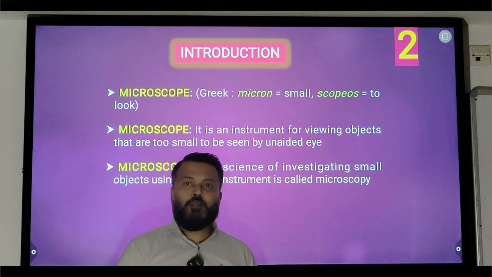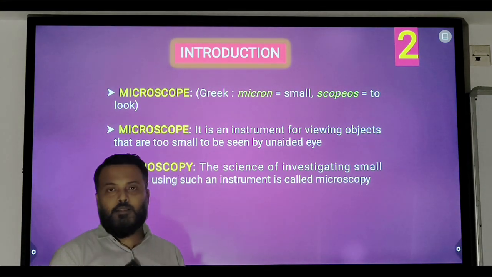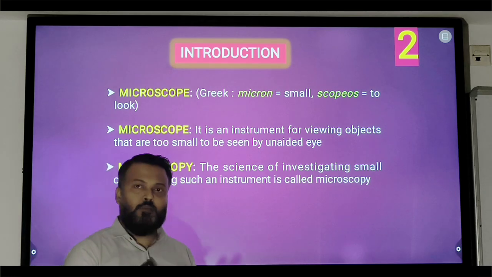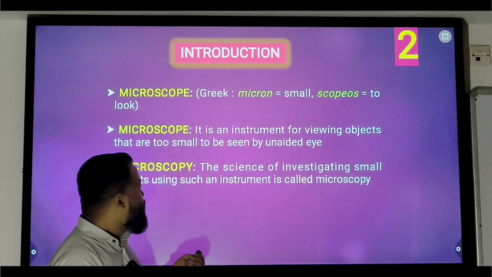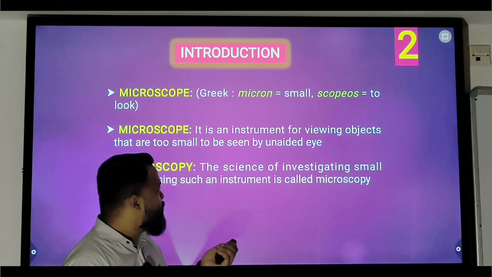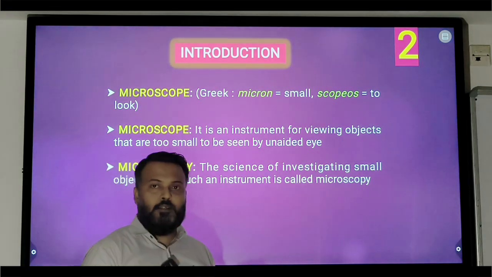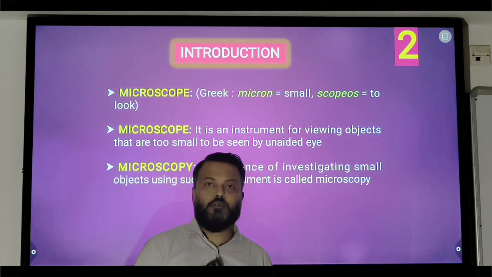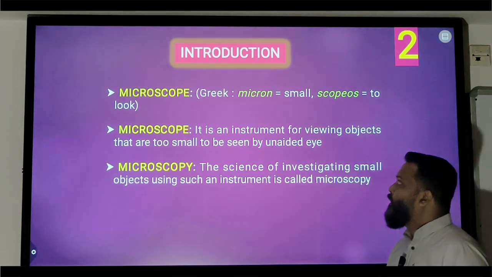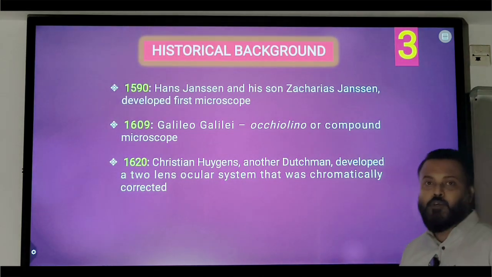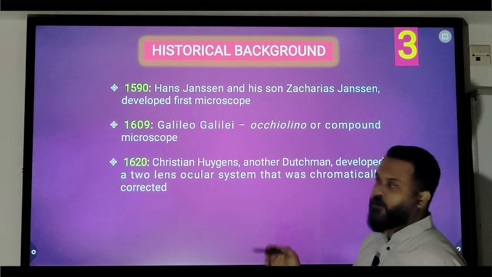And microscopy is the science that deals with this. So the science of investigating small objects using an instrument is known as microscopy. Now let us go through the history, or the historical background, of microscopy.